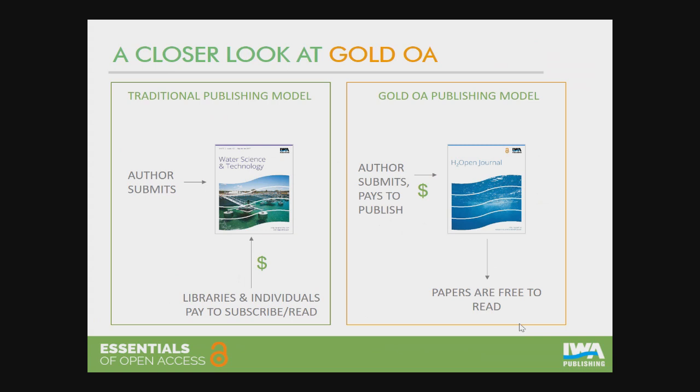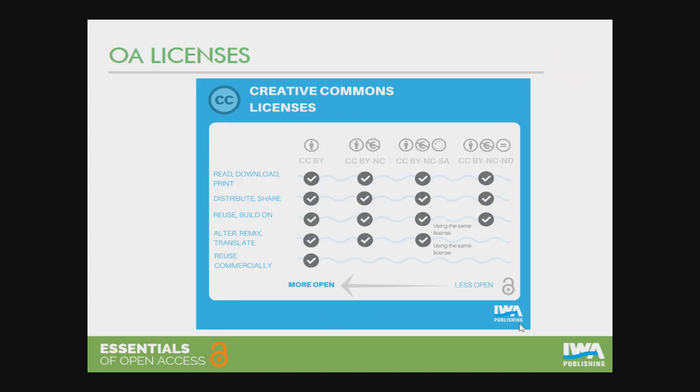Let's look a little bit more at Gold OA. With the traditional publishing model, essentially an author would submit to a journal, and then libraries and individuals pay to read the different publications. With Gold OA, an author submits their article and they would pay upon acceptance, and then it's free to read. So it's not that it's entirely free. Publishers do have to stay sustainable, so we're just moving where payment is coming from, from the end to the beginning.